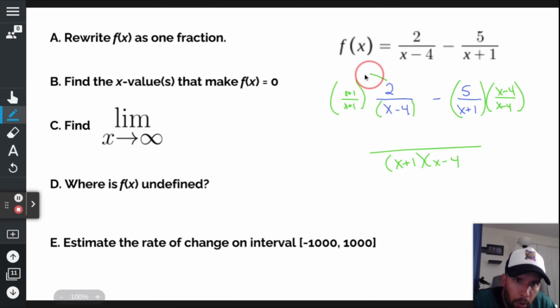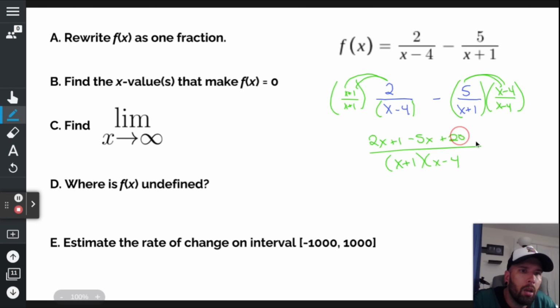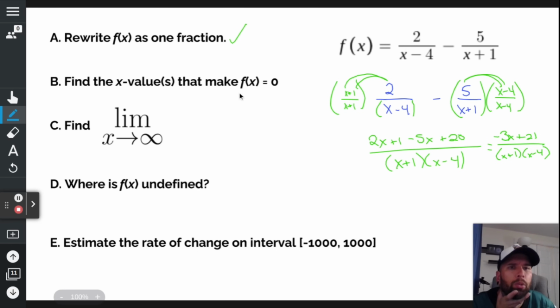Upstairs, if I do distributive property, I have 2 times x, 2 times 1, negative 5 times x, be careful, negative 5 times negative 4. And then these guys combine to make negative 3x plus 21 over x plus 1 times x minus 4. All right, done.